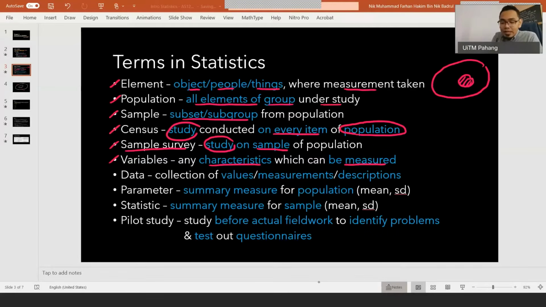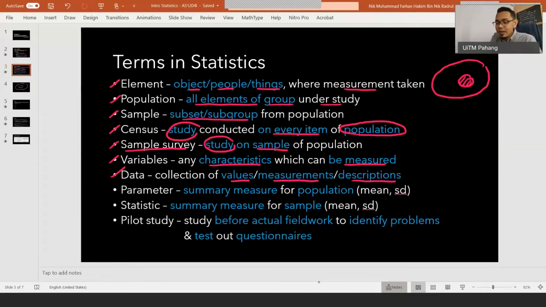Data is a collection of values, measurements or descriptions. Boleh jadi nilai ataupun huraian tentang benda itu. For example, kita nak kaji pencapaian pelajar. We want to study the students' performance. The variable is the students' performance, but the data yang diperlukan untuk kaji students' performance tadi ialah test marks, final exam grades. Barulah data-data ini yang mewakili students' performance.